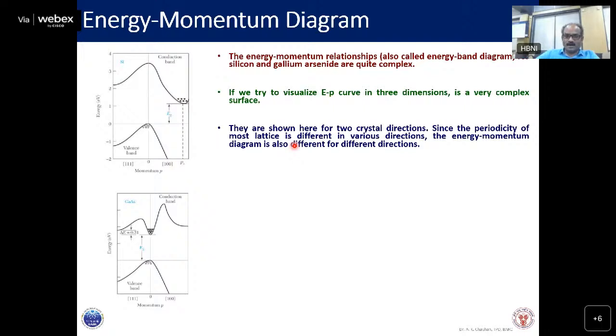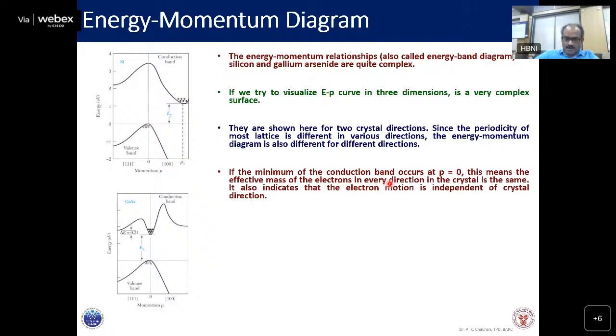Now we are showing this for two different materials. One is silicon, another is gallium arsenide. Here it is gallium arsenide, here it is silicon. The energy momentum relations are shown for two different directions.